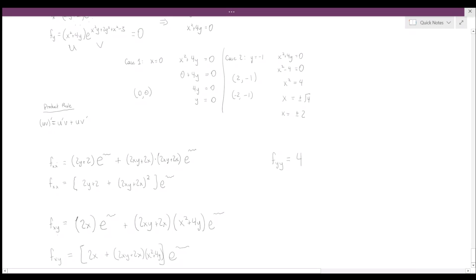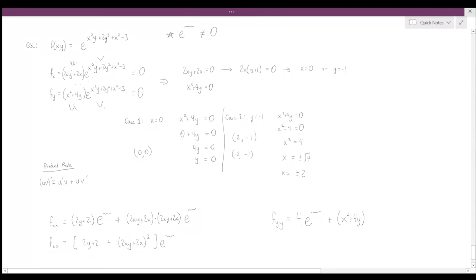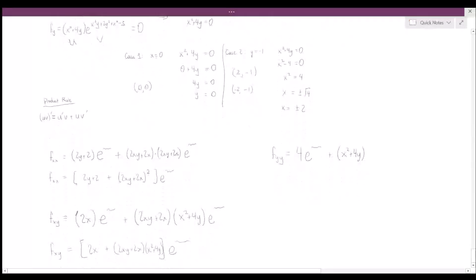So that's u prime times v, which will be the exponential. And then it's going to be plus u. So I'll copy down the x squared for u. And then times v prime, which will be v, but now with respect to y. And then again, the derivative of v with respect to y is just going to be fy. So I'm just going to copy what we found already for fy.